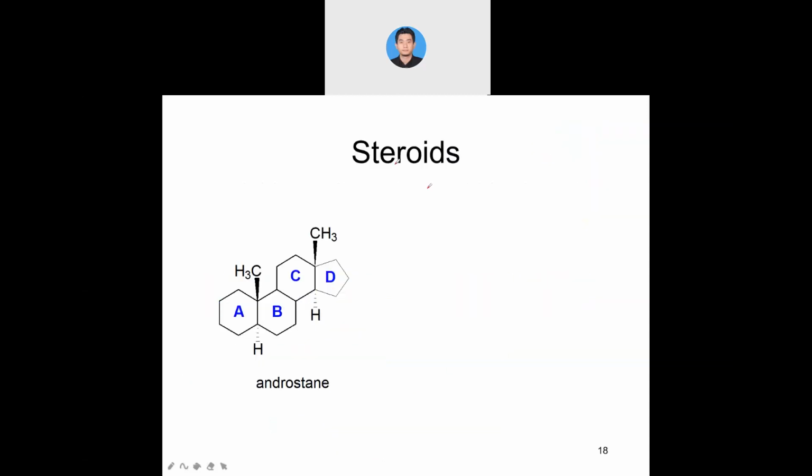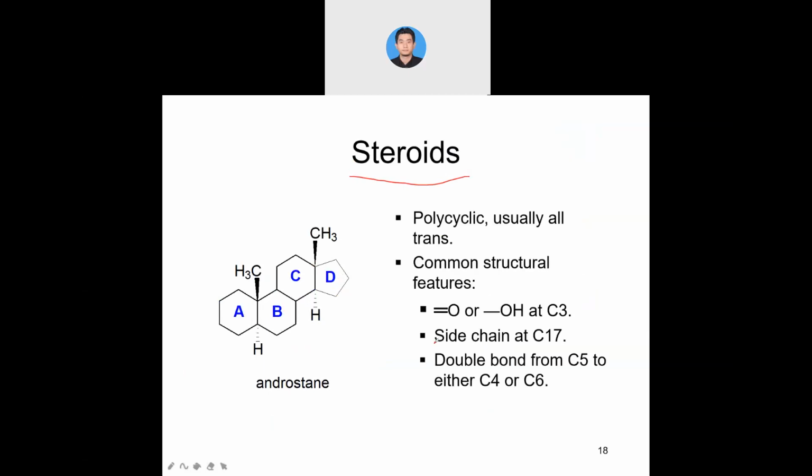Okay, next we look at steroids. This is the core of the steroid, the backbone core of the steroid, containing four rings: A, B, C, D. Okay, this is a common structure. You can read it, no problem.